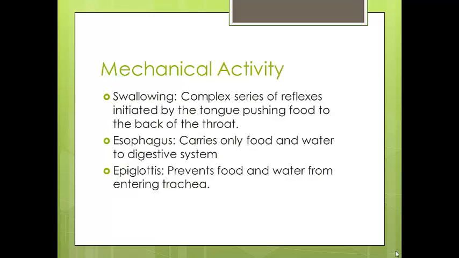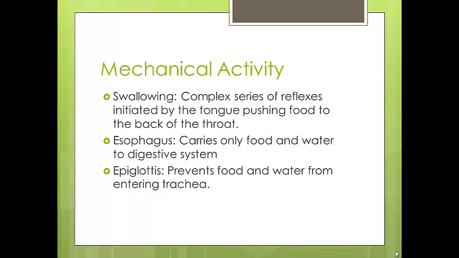Okay, so there's a lot of mechanical activity involved in moving food down to the stomach. Swallowing is actually a complex series of reflexes initiated when the tongue pushes the food to the back of the throat. The esophagus carries the food and water to the digestive system.